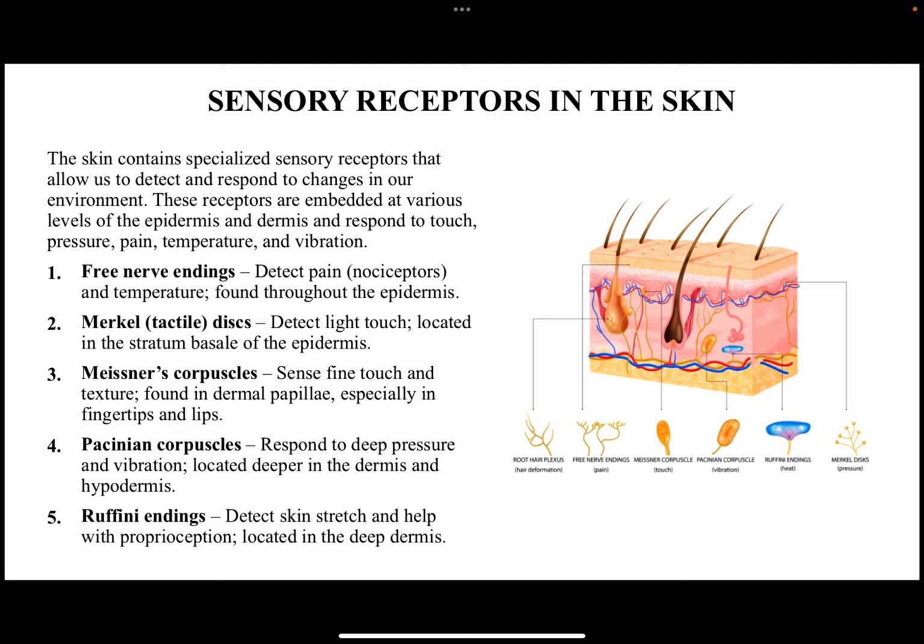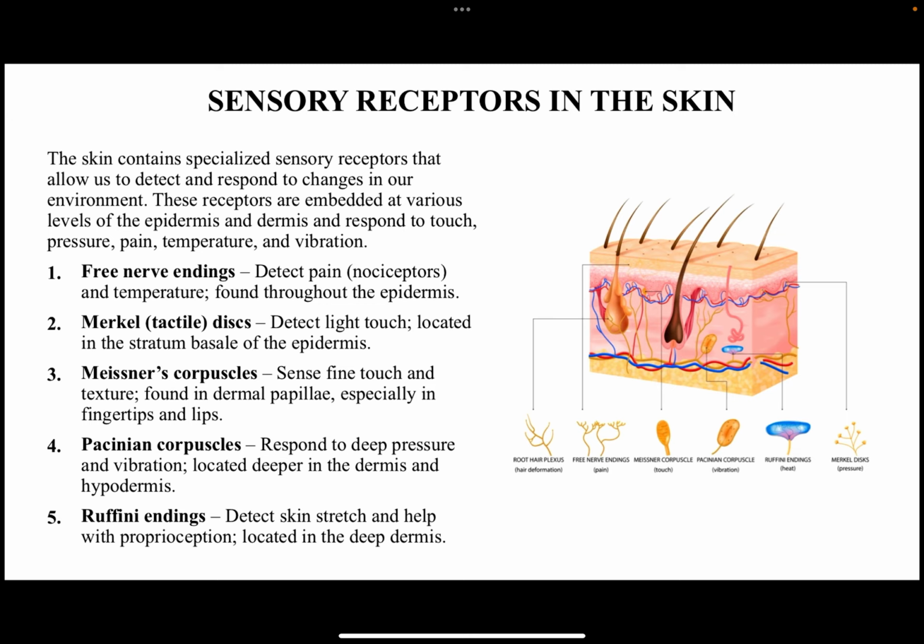Then we have the Pacini corpuscles. They respond to deep pressure and vibration. They are located deeper in the dermis and the hypodermis. You see, they are located in the deeper dermis, the reticular layer of the dermis. Then we have the Ruffini endings. They actually detect stretch. They also detect heat.